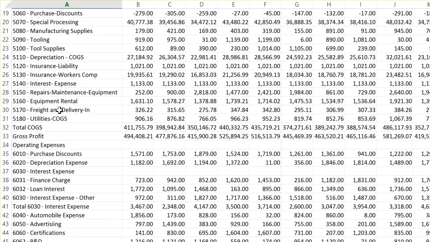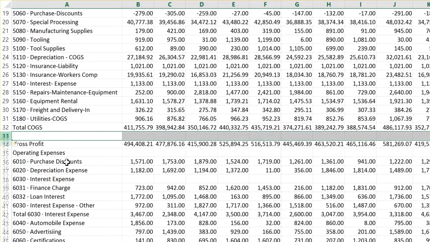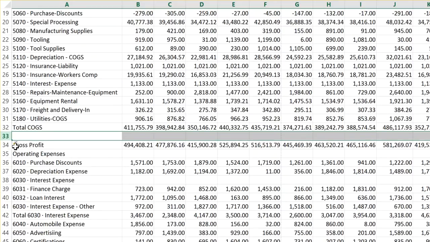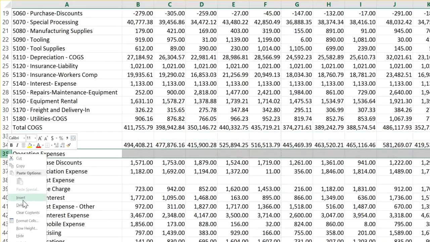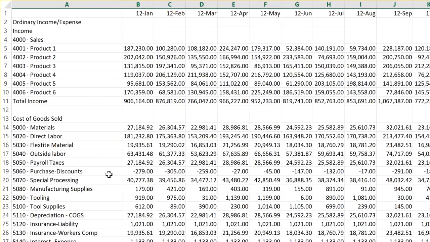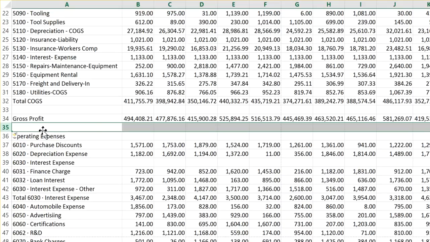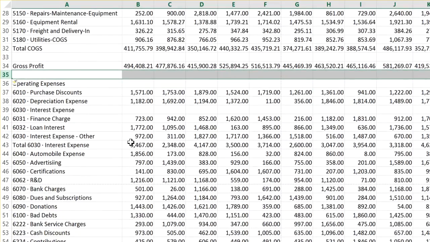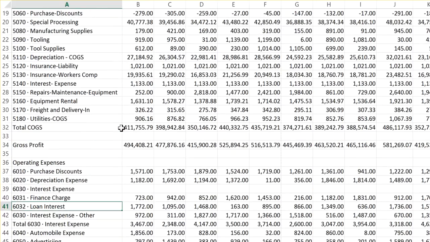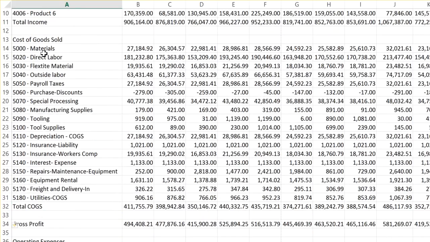Now we have cost of goods sold, so we're going to come down here and separate that out. And gross profit, we just want to see that by itself. So again, it's very simple, but we're looking at sales, what it costs us to generate those sales, and our gross profit. All very straightforward.